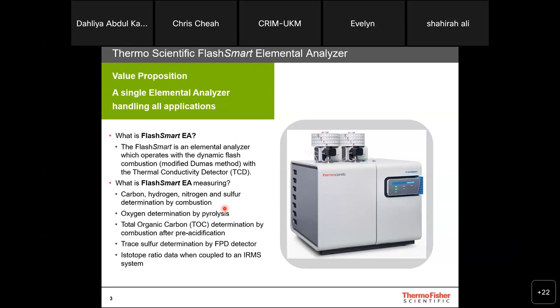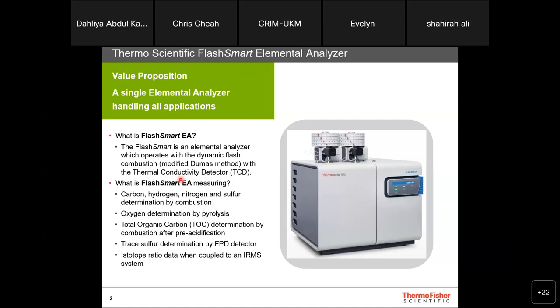Okay, so these gases, after conversion, will travel through a column and reach a TCD detector. The TCD detector will be able to differentiate the concentration and give you the information about percent. So it detects all the way from ppm level, parts per million, until percent, 100%, for example.